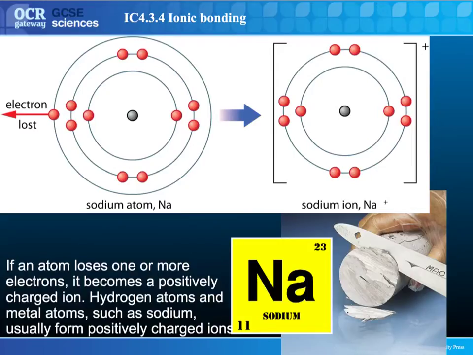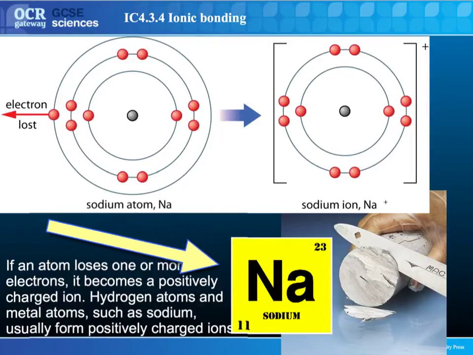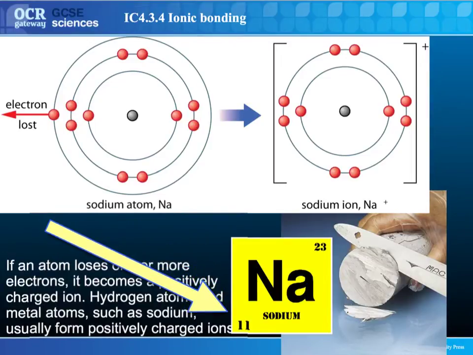So from the previous video, you should know now how to construct the basic structure of an atom using its entry in the periodic table. This is the key number that you need to be aware of when looking at electron structure. Sodium has the atomic number 11, so it has 11 protons and 11 electrons. In an atom of sodium, these electrons are arranged in shells, 2 in the first shell, 8 in the second shell, and 1 lone electron in the third shell.